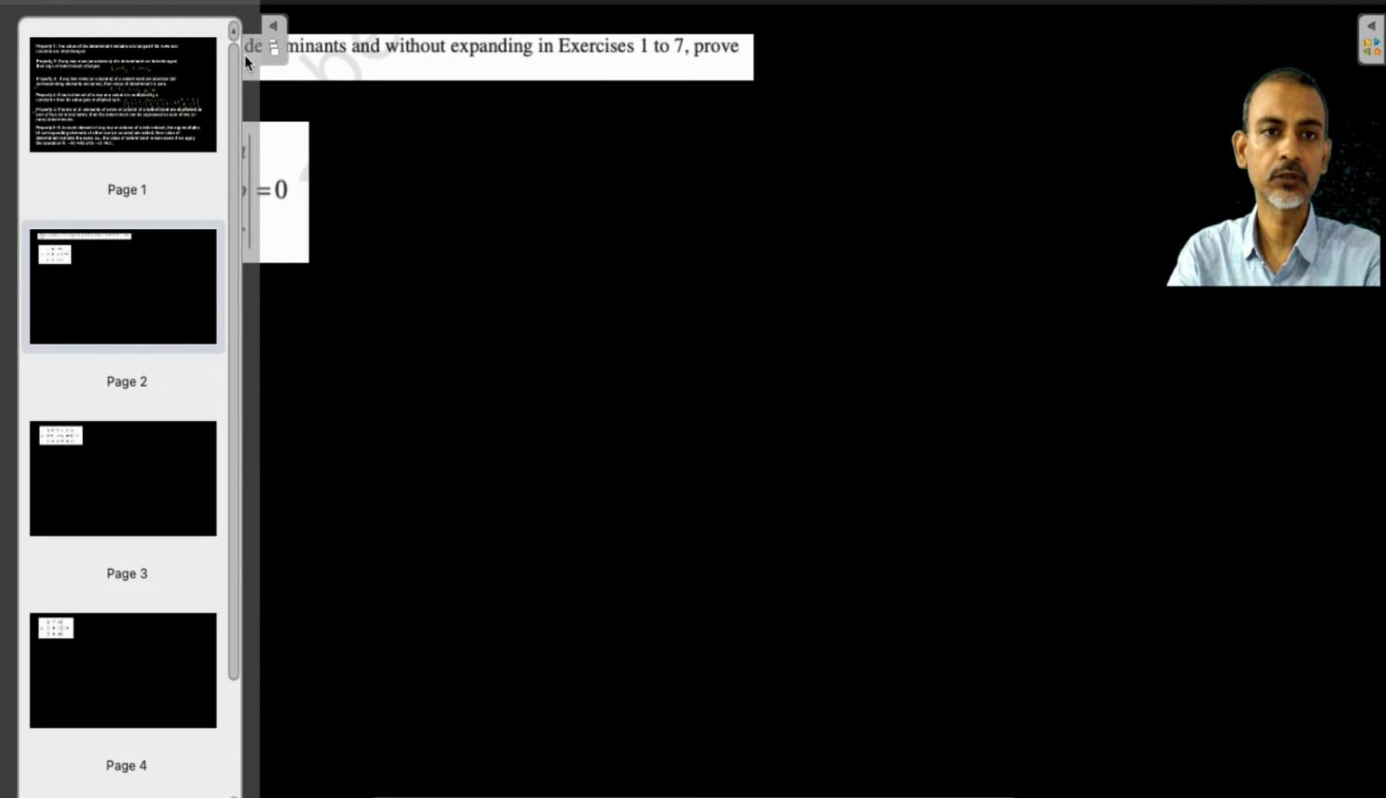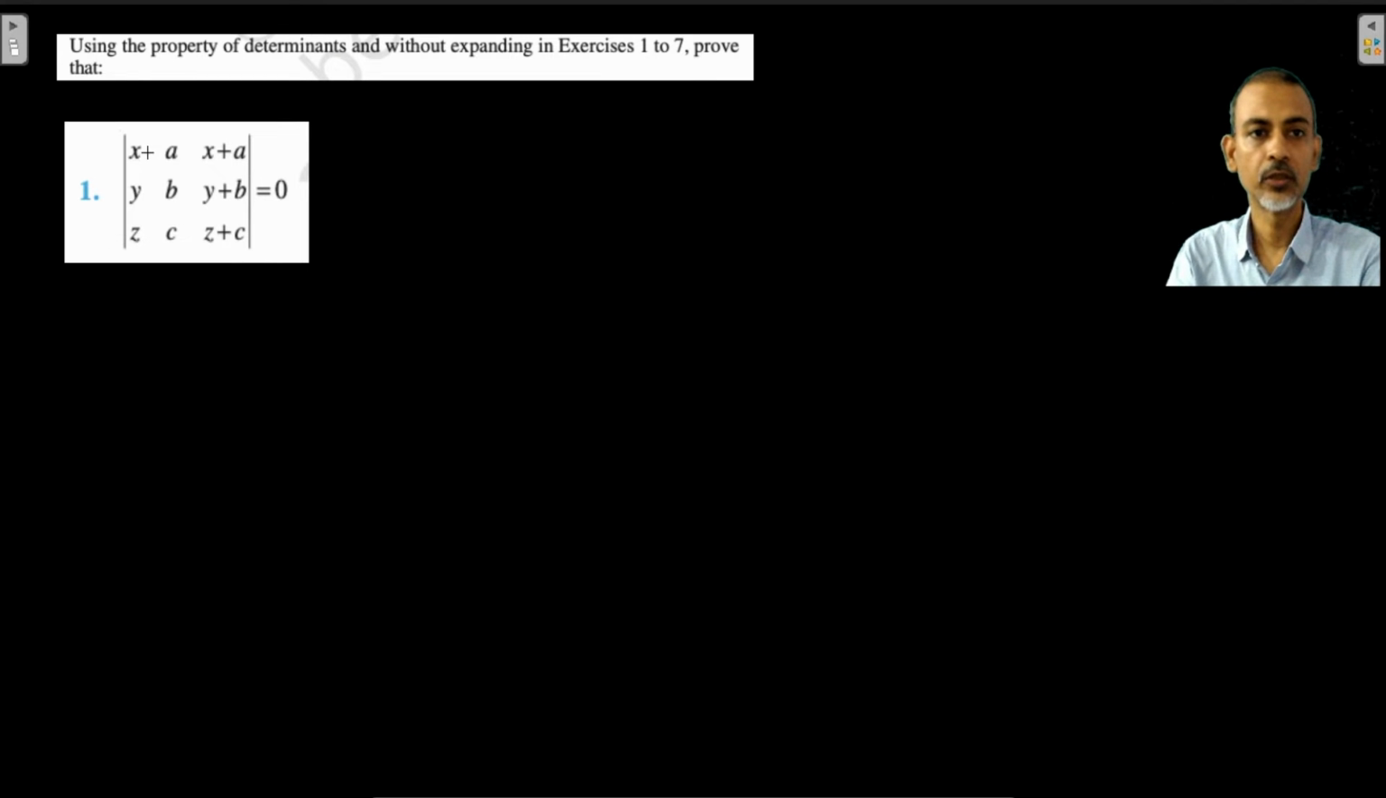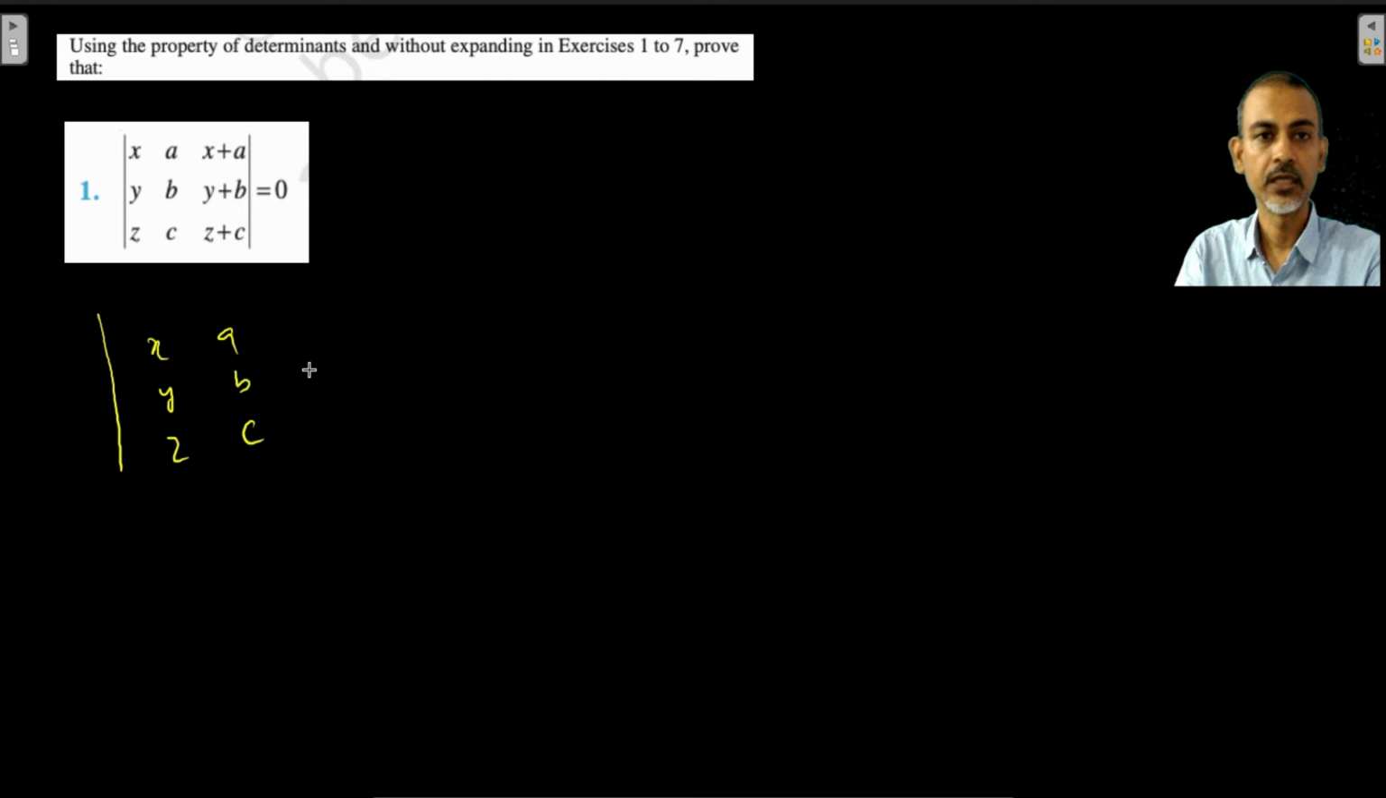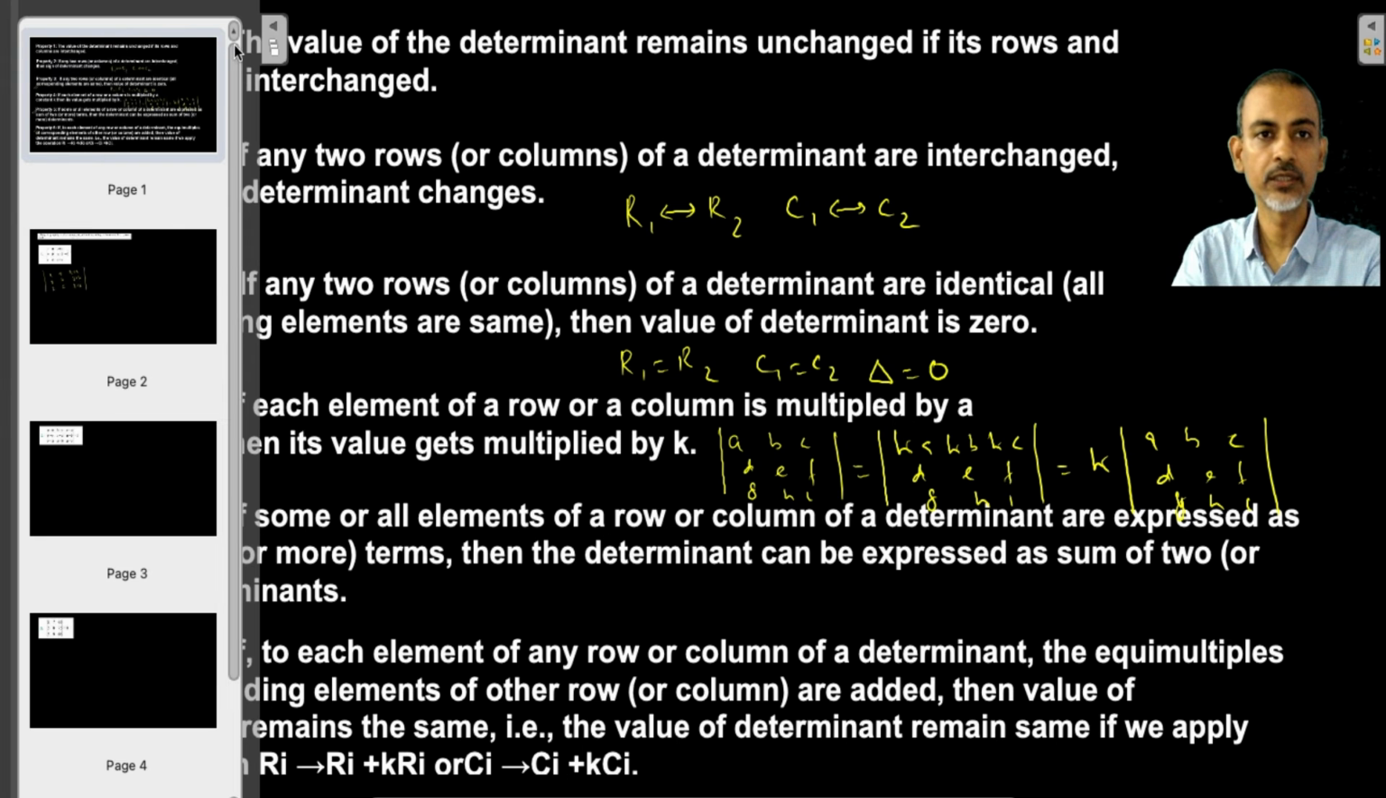The first one talks about a determinant with rows x, y, z, a, b, c, and x plus a, y plus b, and z plus c, and we have to prove this to be 0. So we are going to make use of a property first, which I am going to remind you about.